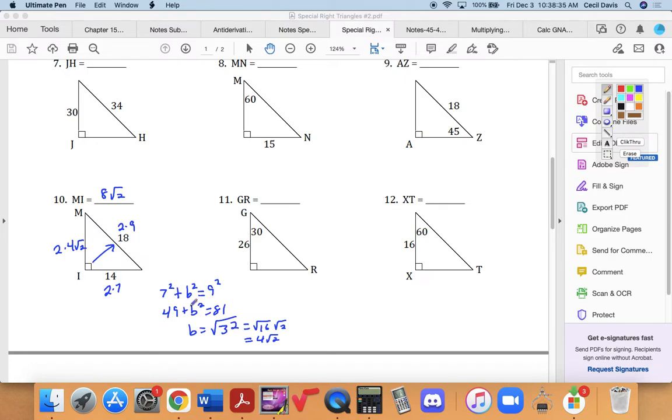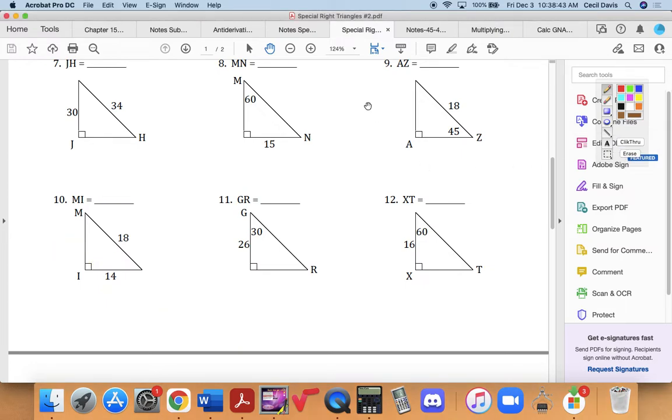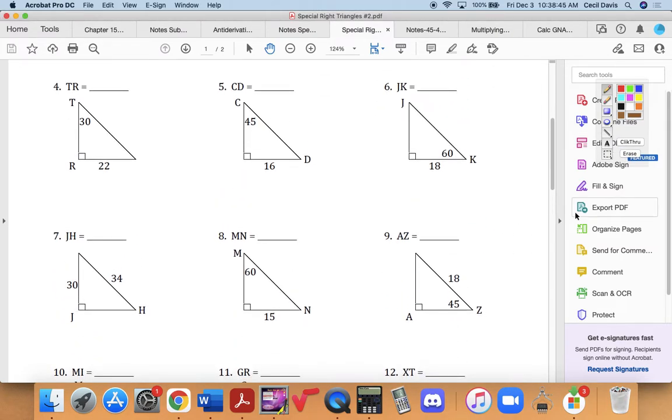Okay? Sammy. You can go with Marion. I'm trying to figure out this one. Okay. Can you please do 5? Okay. What kind of a triangle is number 5? 45, 45, 90 triangle. Right. What side do we have? One of the legs. We have one of the legs.